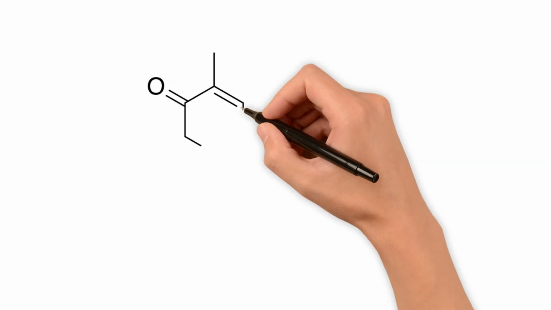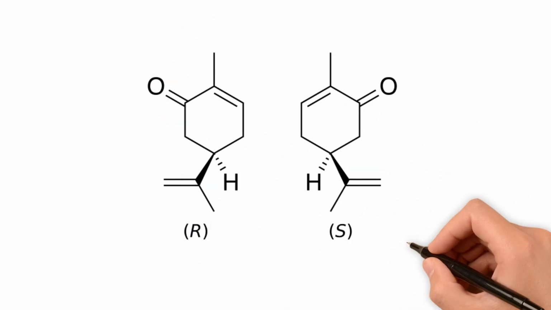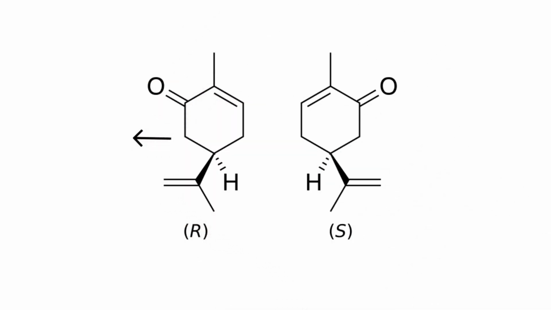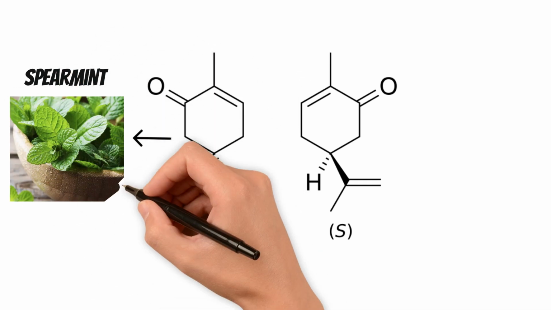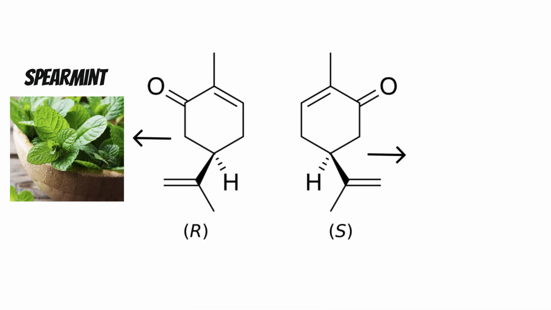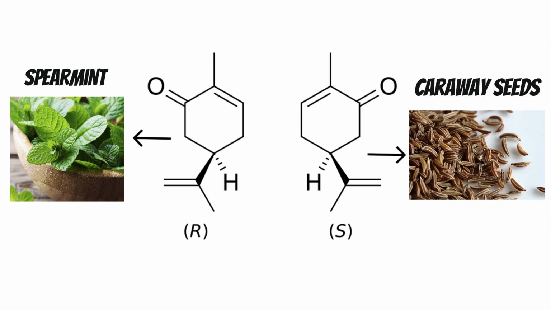One molecule smells like mint. Its mirror image smells like caraway seeds. Chemically, they're almost identical. They contain the same atoms, the same bonds, and the same molecular formula. Yet somehow your brain perceives them as completely different smells. Watch until the end of the video to find out why.